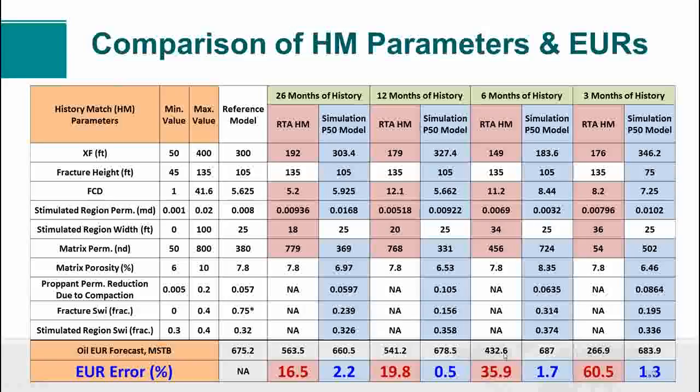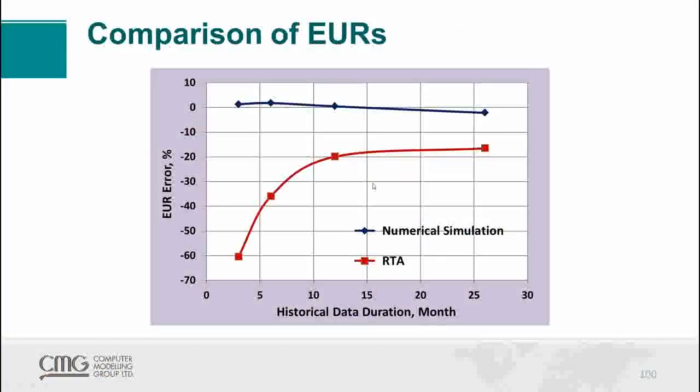We don't really have time right now to delve into all the reservoir parameters, but the numerical approach always gives closer matches to the reference values for reservoir parameters than does the RTA approach. That's something to really pay attention to here. So this kind of summarizes the impact of history, how much history you have on the x-axis versus the EUR error. You can see the numerical approach has a small error and is very consistent. The RTA approach has a dramatic error.